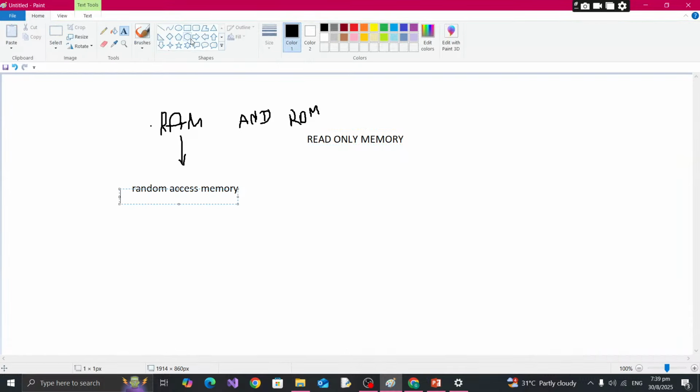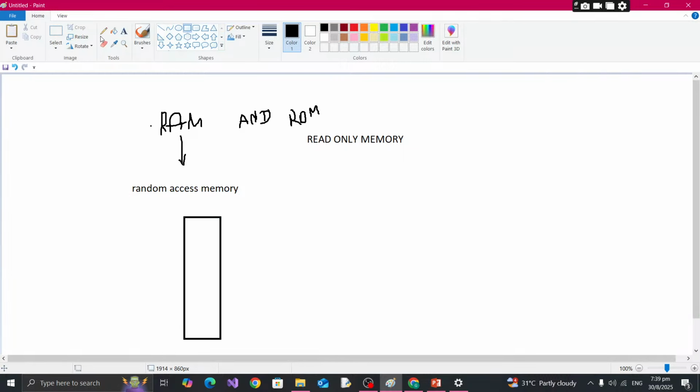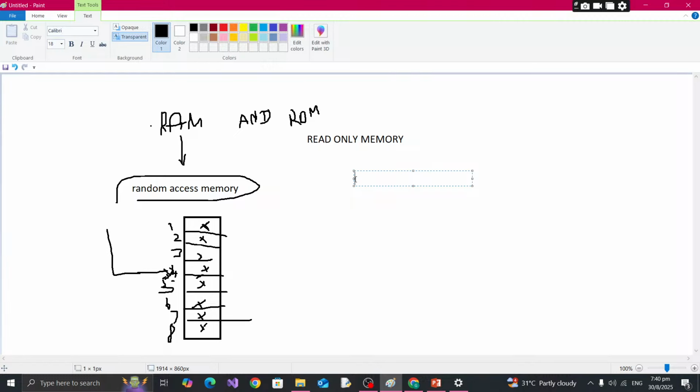Consider this is a memory unit, and we have some memory cells inside it. Like in a hostel or PG, where every room has a number, these memory cells have addresses, let it be 1, 2, 3, 4, 5, 6, 7, 8. And in every memory cell we can store either 0 or 1. Let it be X, I don't want to specify. So if I want to read this fourth memory cell, I can directly read it randomly. I can access this randomly, because before random access memory, we had sequential access memory.